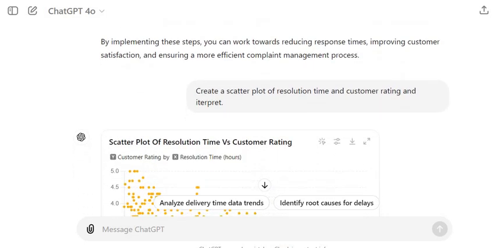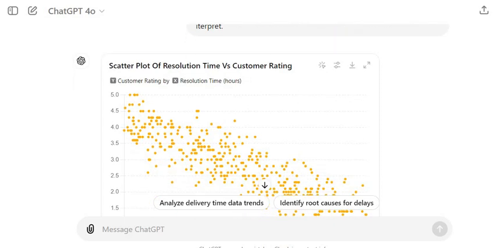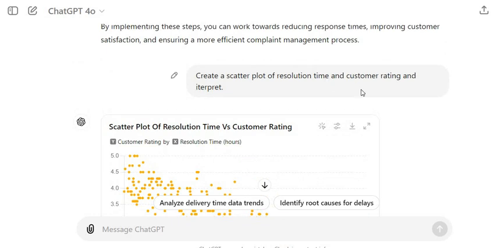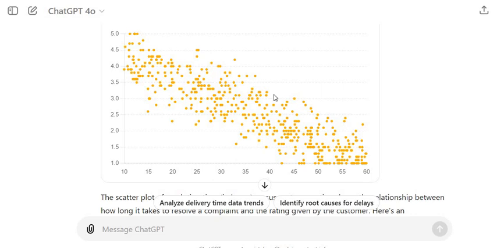Okay, next I am going to apply ChatGPT for creation and interpretation of a scatter diagram. Again, I am not going to explain what a scatter diagram is in detail, I will just show you what it is like and you will get an idea. A scatter plot can be created for two continuous variables. So I asked ChatGPT to create a scatter plot of resolution time and customer rating and interpret it. It very quickly created this scatter plot here.